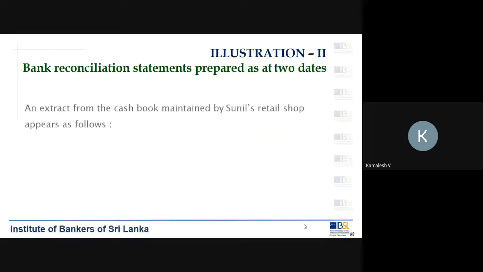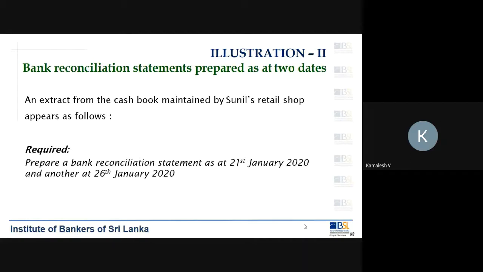You can see this, right? The question says bank reconciliation statements prepared as at 2 dates. Now we learned that bank reconciliation, you prepare as at a particular date. Here they say you prepare it for 2 dates. But it doesn't matter whether it is 1 day or 2 days. At the end of the day, you have a question to prepare a bank reconciliation as at 21st January, and another as at 26th January.